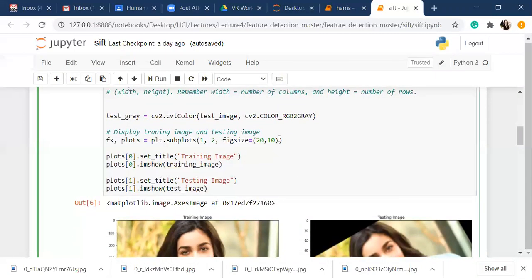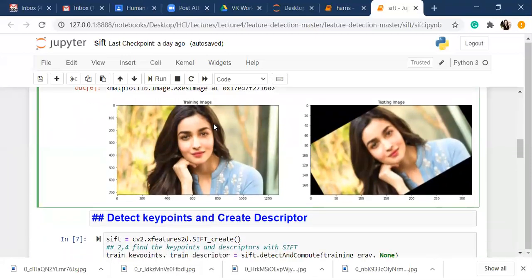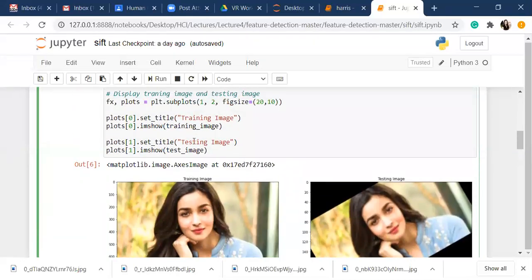Now for the testing of the images, I have to convert it into the grayscale format. So the test gray object is created, my test image is converted into grayscale, and I display the images. This one is my training image and this one is my testing image, because I am only plotting the training image and the testing image. I am not plotting the grayscale images here.